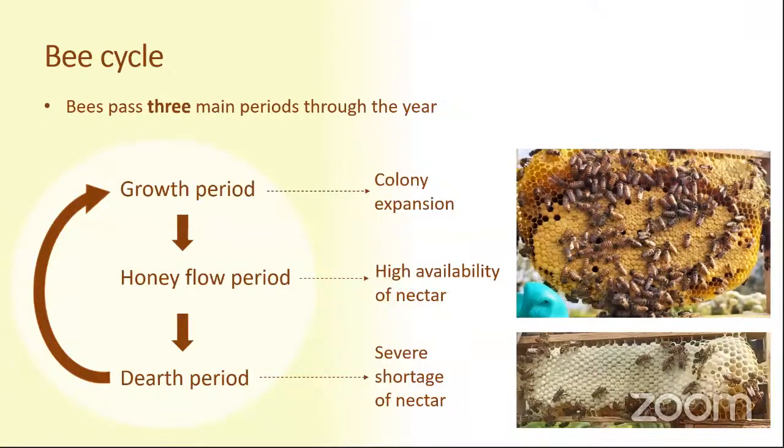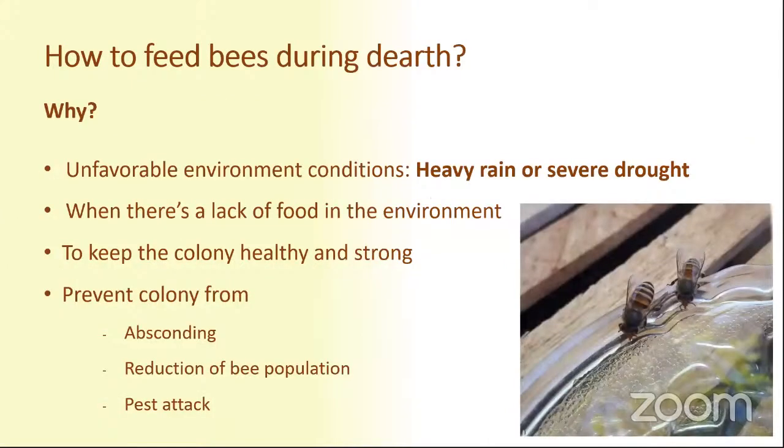Also, during this time, because of the lack of enough food, the colony becomes weak, and most of the time wax moth attack also occurs during the dearth period. So we have to look after the colony very well during the dearth period, right? Another thing we have to think about is the heavy rain season, when similar things can happen. The bees cannot go out for foraging, then again they are starving. So we have to give some supplementary feeding.